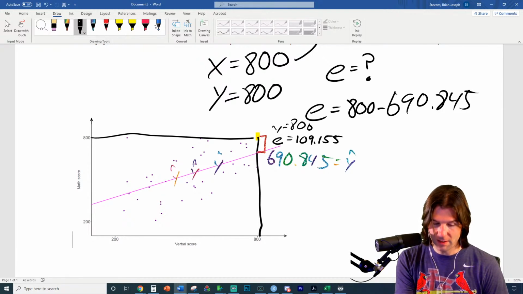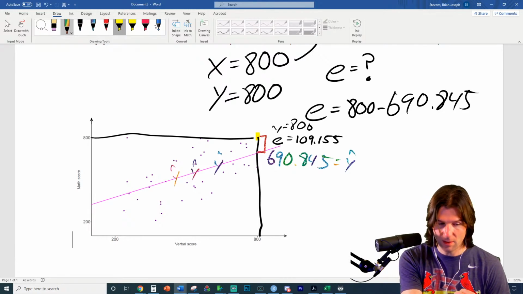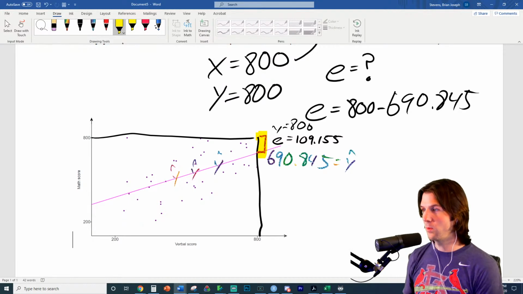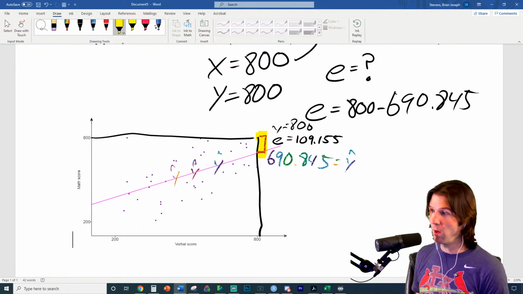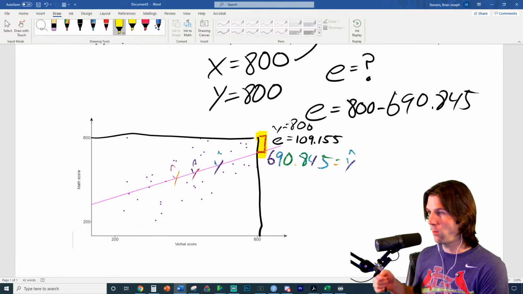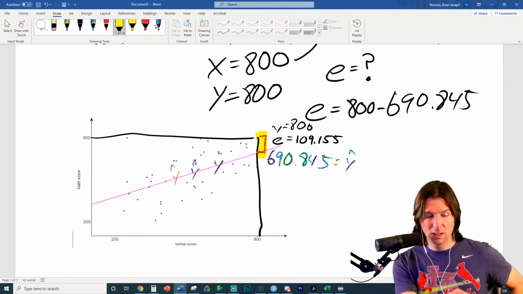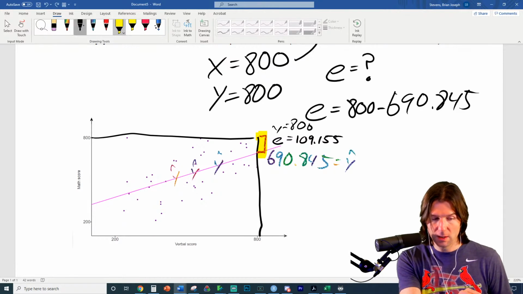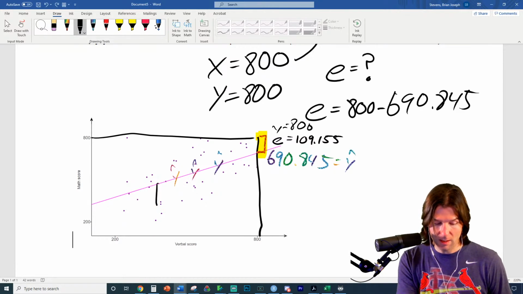0.155. And that's just literally this distance right here. So the distance right here is their residual. So it's just how far off we were in our prediction. We were off by about 109, and they were over their prediction. You can see things with negative residuals here, like this one right here has a negative residual, and just identifying this is key.